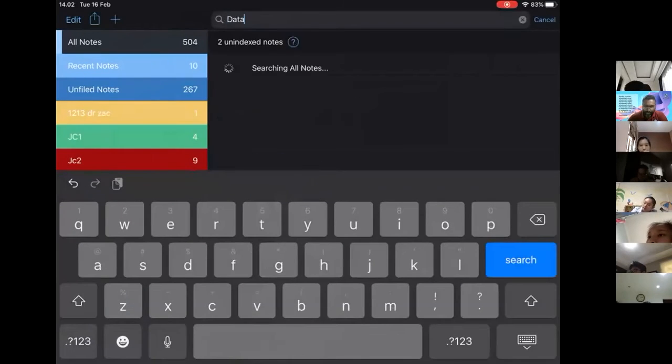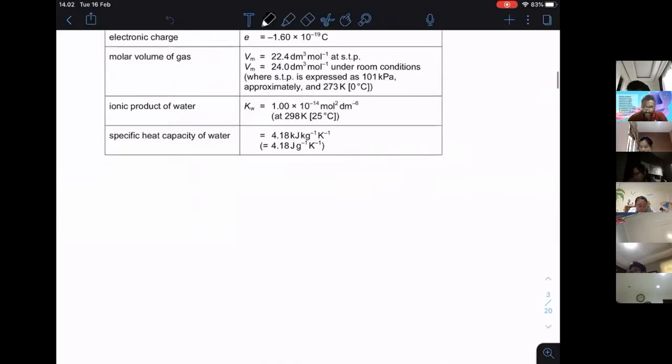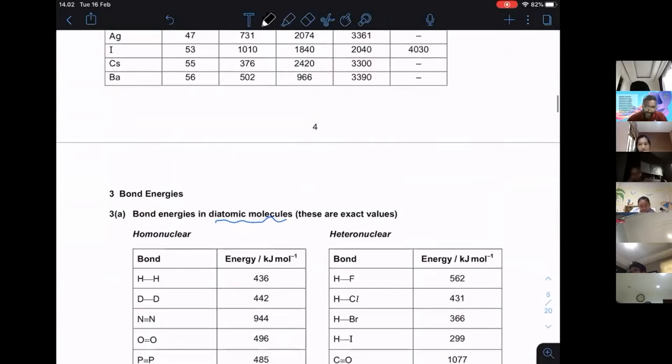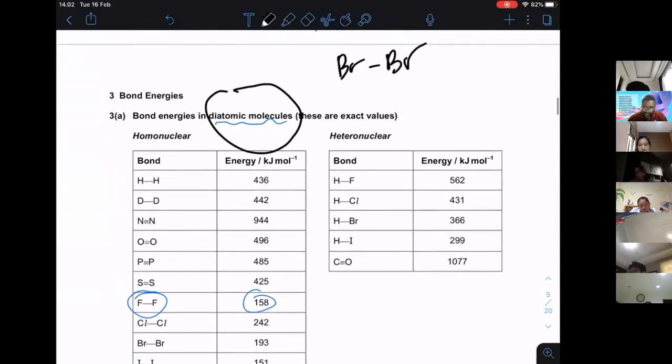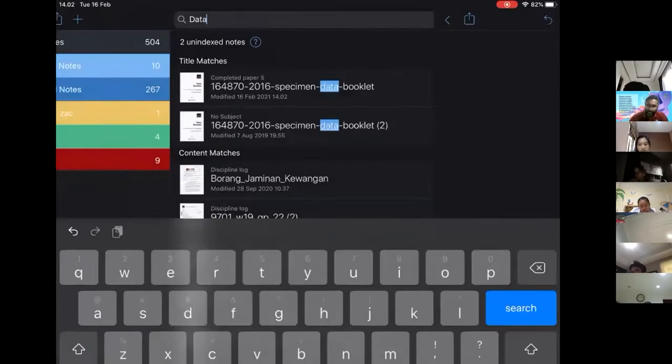The one that you need to look at is the bond between Br and Br, not the polyatomic. So here, this is polyatomic. Don't look from here. Polyatomic means you have multiple atoms. You always look at diatomic molecules because Br2 is going to be a diatomic molecule. So for Br and Br, you look at here: 193. Quite simple, you just look over there.